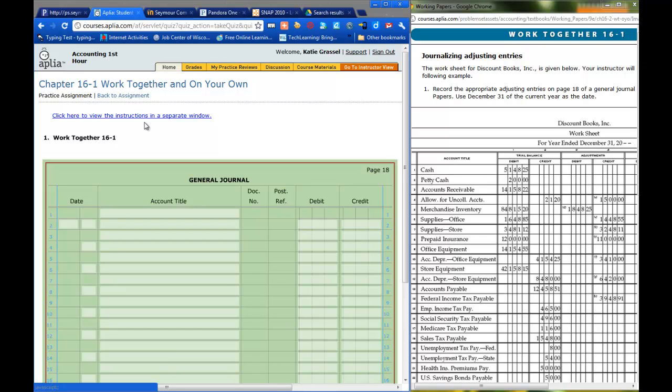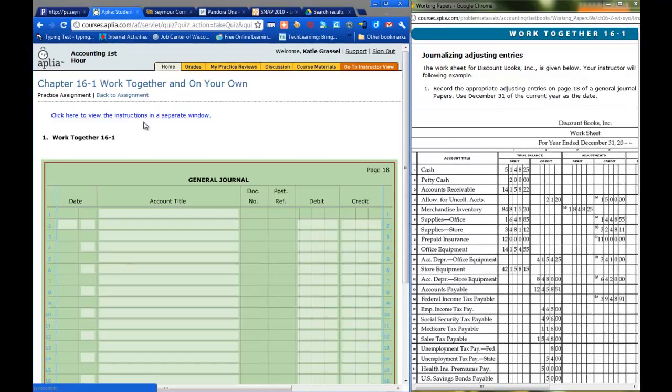Now, adjusting entries do not have a source document. So you'll notice when we look at our journal that our source document column here is green, meaning that you can't type something in there because we don't have a source document for it. None of our adjusting or closing entries will have a source document, but we still need to have information on there indicating where we got this information. So we always start on the very top of our journal with the words adjusting entries, and that would be centered.